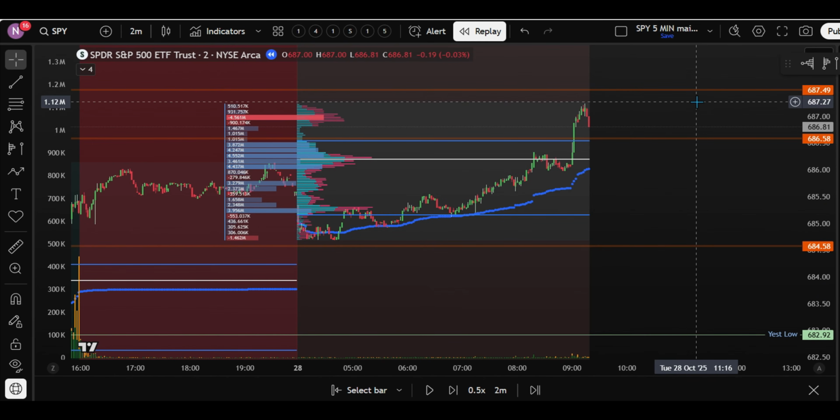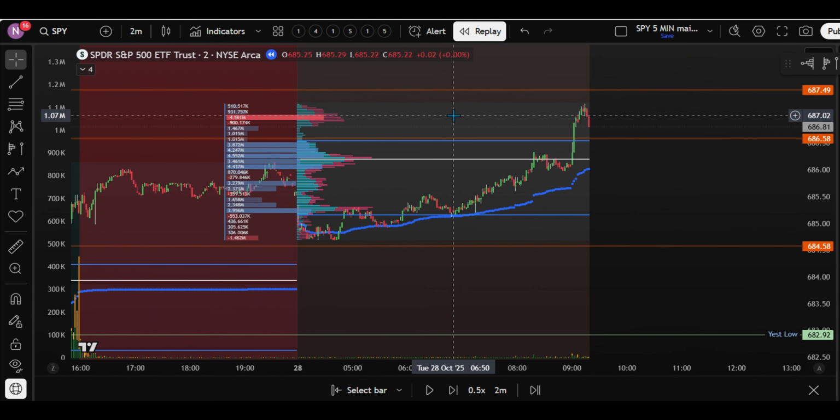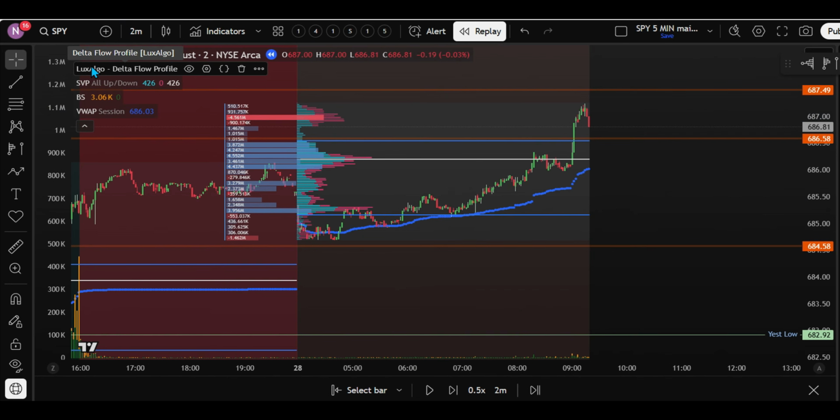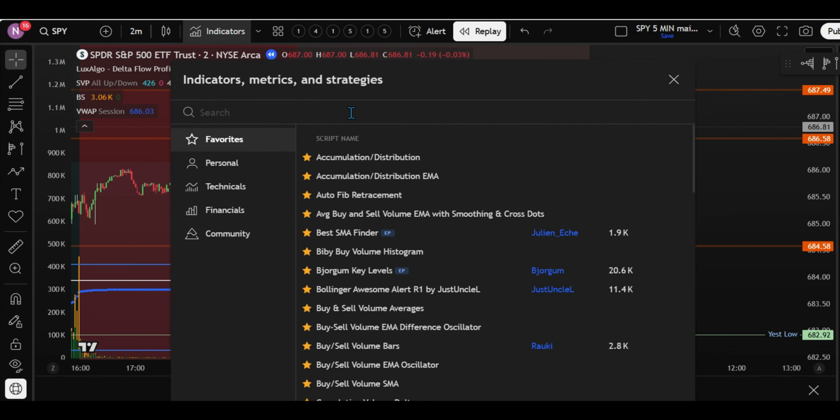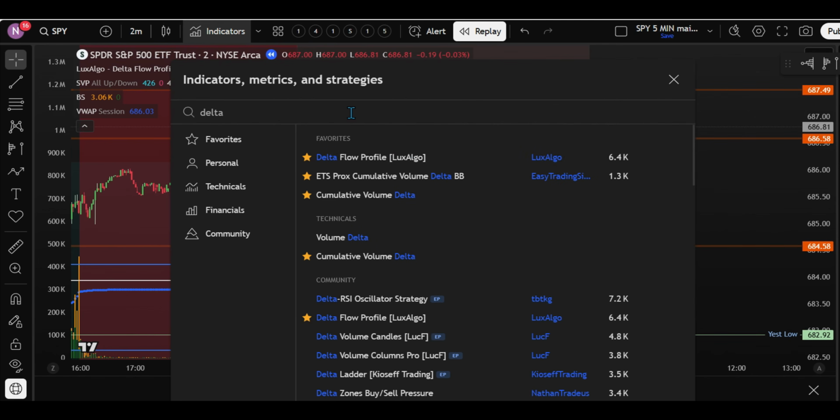The tool that I want to show you guys is called volume delta flow, and you can access this tool on many different platforms. There's a different kind of profile tool that will give you the volume delta. The one that I've personally been using and the one I really like is this one on TradingView from Lux Algo called Delta Flow Profile, and you can access that just by going to the indicators. Delta Flow Profile by Lux Algo.